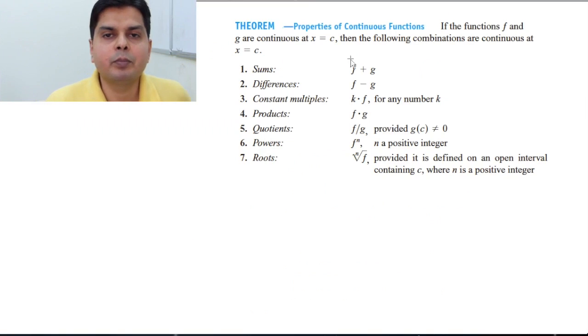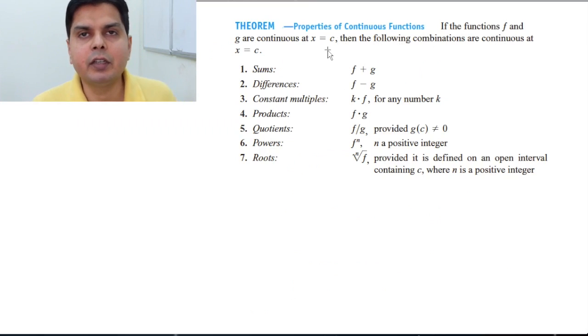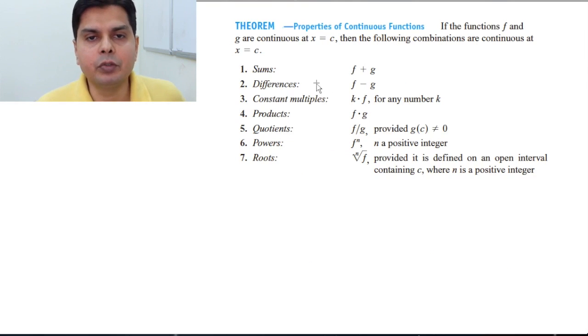Now we will see some properties of continuous functions. If functions f and g are continuous at a point, say x equal to c, then the following combinations are also continuous at x equal to c. Like the sum of the continuous functions, f plus g, will also be continuous.